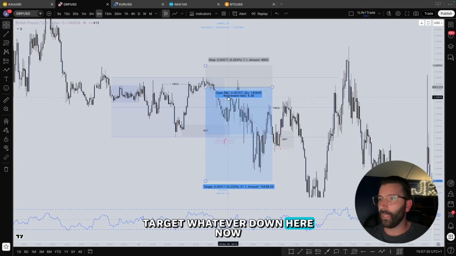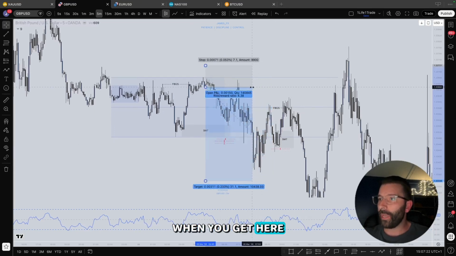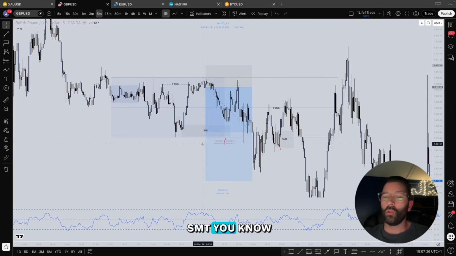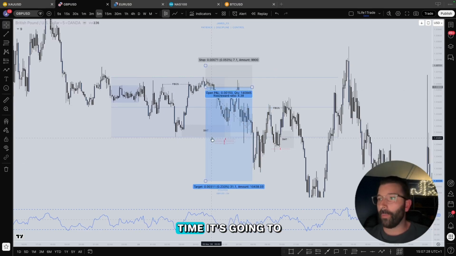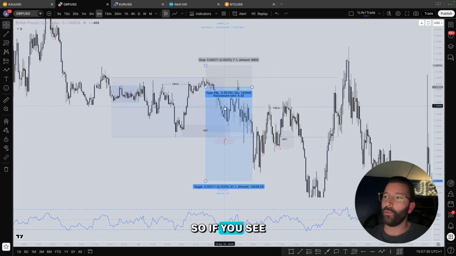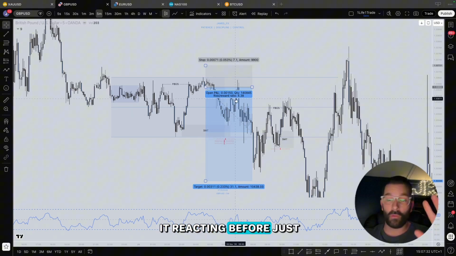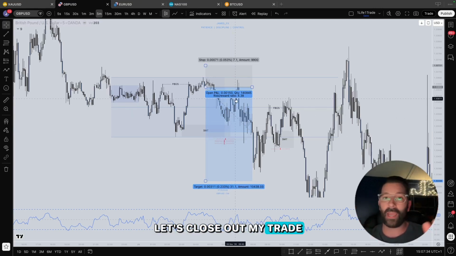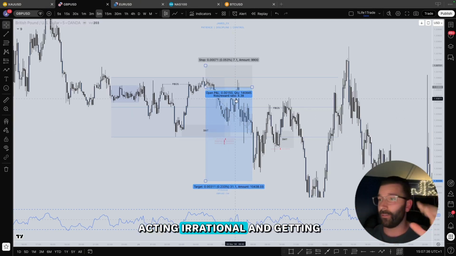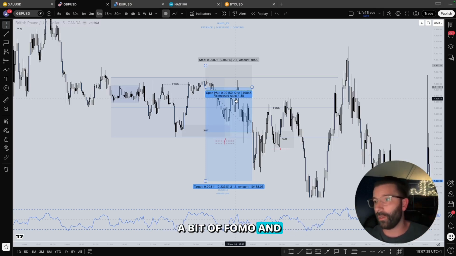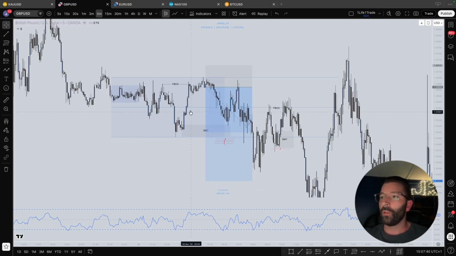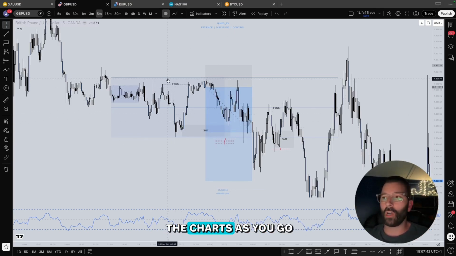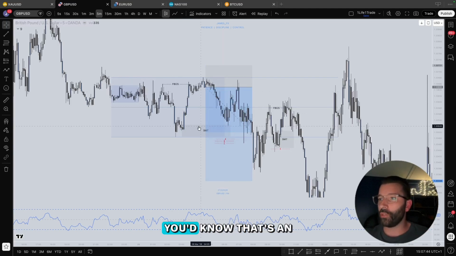whatever down here. Now, when you get here, if you know that's a false break of structure and you know that's an SMT, you know a lot of the time it's going to react off of it. So if you see it come down and react, before just thinking, whoa, let's close out my trade, before acting irrational and getting a bit of FOMO, mark the charts out. This is why you mark the charts as you go. Because if you come to this, you'd know that's an SMT.